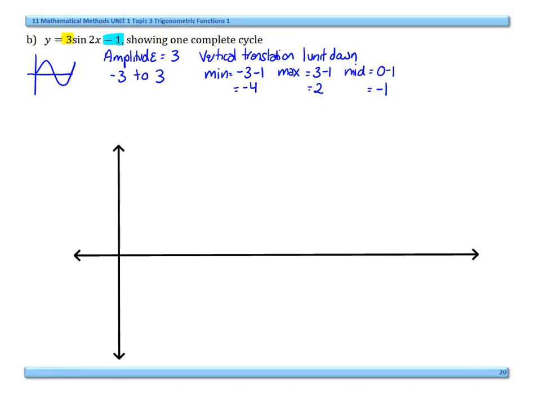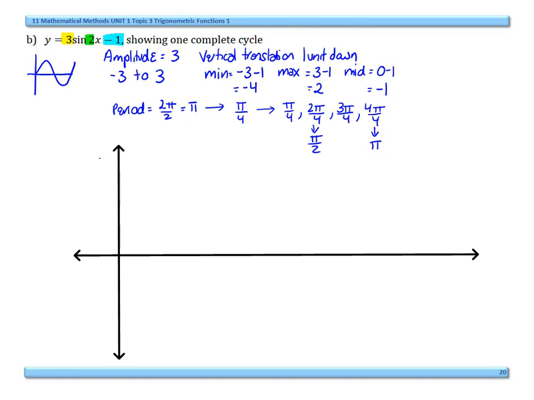Okay, move on to period. The number in front of the x is a 2, so the period is going to be 2 pi divided by 2, which is pi. We now have to divide that into 4, so pi over 4, and that will give us our x scale. So we have pi over 4, 2 pi over 4, 3 pi over 4, 4 pi over 4. Simplifying, that one's pi on 2, and that one is pi.